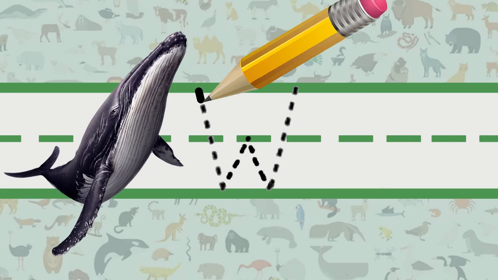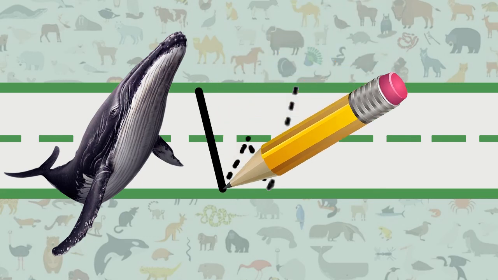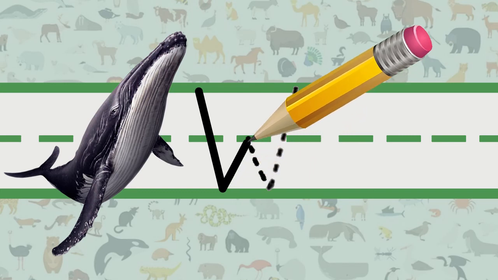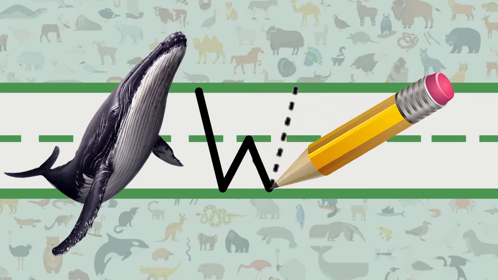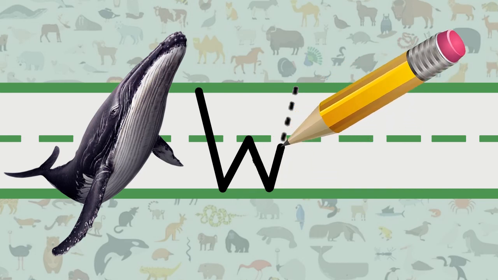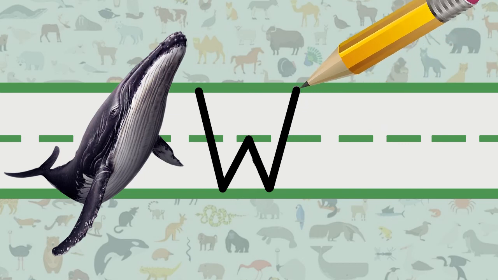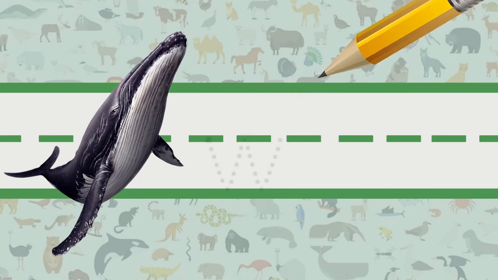Start at the top and draw a diagonal line down to the bottom. Then from the bottom, draw a diagonal line to the middle. Then from the middle, draw a diagonal line back to the bottom. Then from there, draw a diagonal line back to the top. Good job! Now let's write little w, or lowercase w.